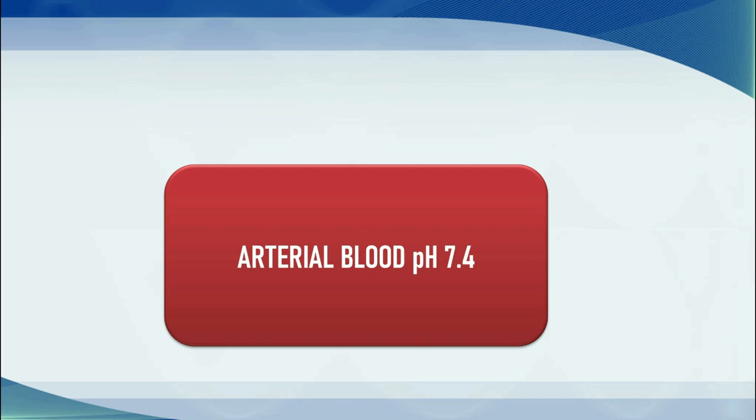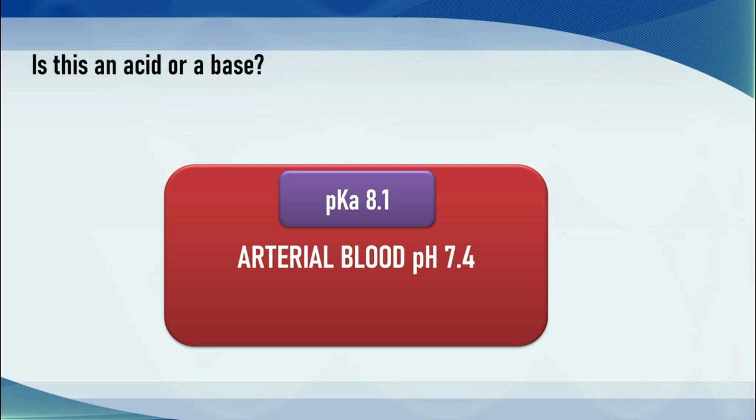Now let's look at a different compound. This compound has a pKa of 8.1, and we're going to dissolve it into blood with a pH of 7.4. Is this an acid or a base? Because the pKa is above the pH, it must be a base. Is this a weak or a strong base? Well, we need to look at that.